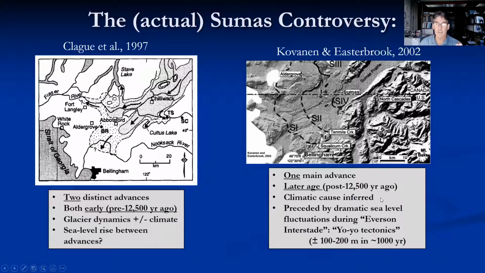Easterbrook and his colleagues have mostly claimed, or inferred, a climatic cause for these advances rather than glacier dynamics. And one of the key things that we'll talk about for a fair bit coming up in the talk is that their advance was preceded by some dramatic sea level fluctuations during this Everson interstade. An interstade is a period where the glaciers retreated some. So before their glacier advance, they had a couple of very extreme 100 to 200 meter rises and drops in sea level within a 1,000-year window. So something very, very dramatic.